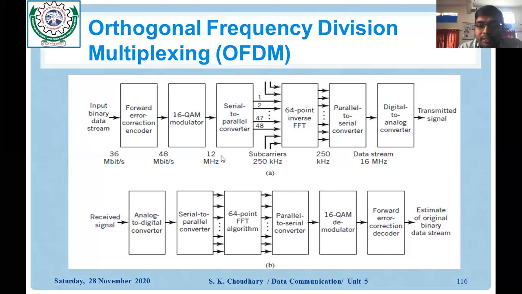Then this signal is received by the receiver. Again it is converted into digital, then serial to parallel, and again a 64-point FFT algorithm is processed. In the transmitter we used the inverse FFT, and to compensate that we have to use the FFT. Then a parallel to serial converter is used, again a 16 QAM demodulator, and then the forward error correction decoder, and finally we estimate the original binary data stream. You can see that whatever blocks are used in the transmitter, the same are reversed in the receiver section. Only the function is in the opposite manner for recovery of the signals or binary data streams.